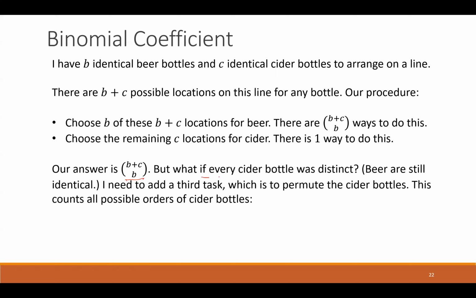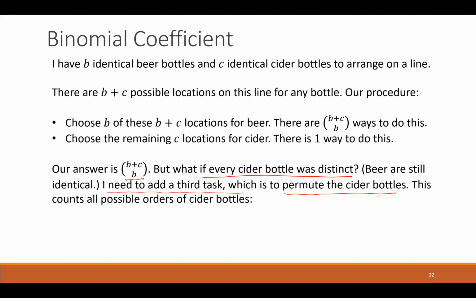What happens if every cider bottle is now distinct? The beer bottles are still identical, but now the order of the cider bottles matters. So I have to count the number of ways to permute the cider bottles. So I'm going to add a third task to my sequence of tasks, and that third task is to choose a permutation for the cider bottles. How many ways is there to do that?